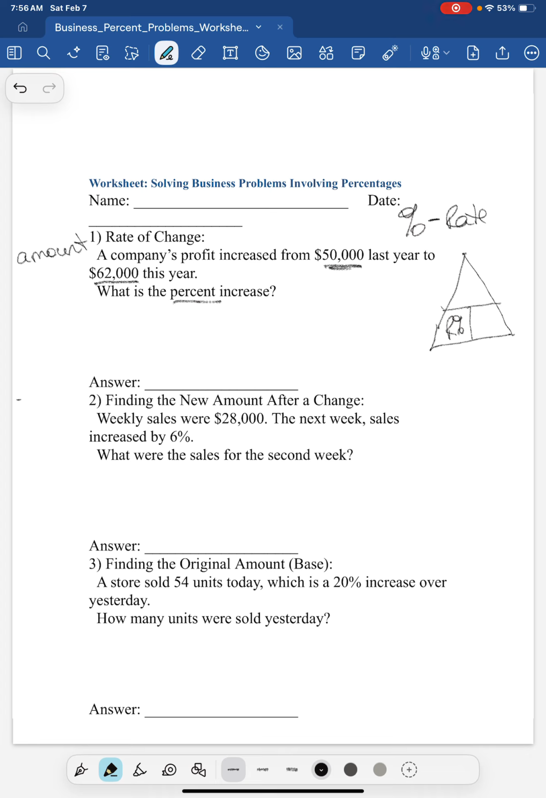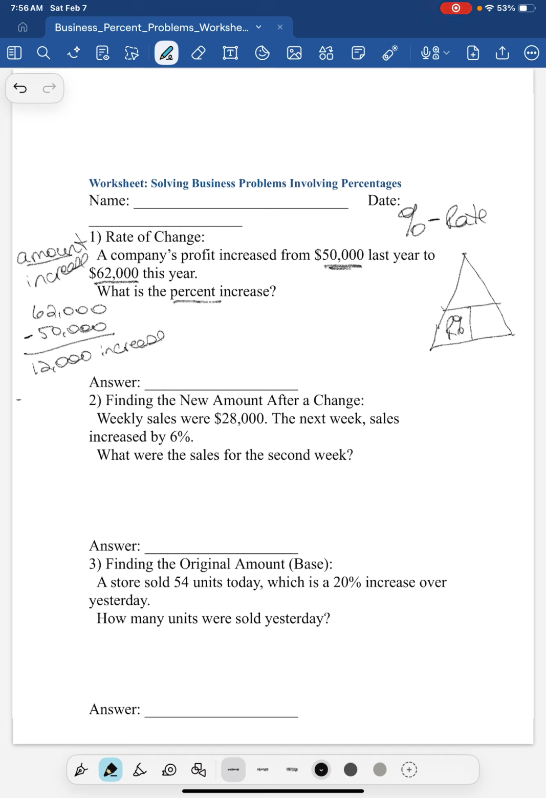Okay, in order to find percent increase, our first step is we have to find the amount of increase. That is always going to be the first step to finding the percent of increase, is you have to start with the amount. And looking here, I realize that's math you can do in your head easily, but let's write it out so we can see all the steps. We had 62,000 this year. We had 50,000 last year. If you subtract those out, you have a $12,000 increase.